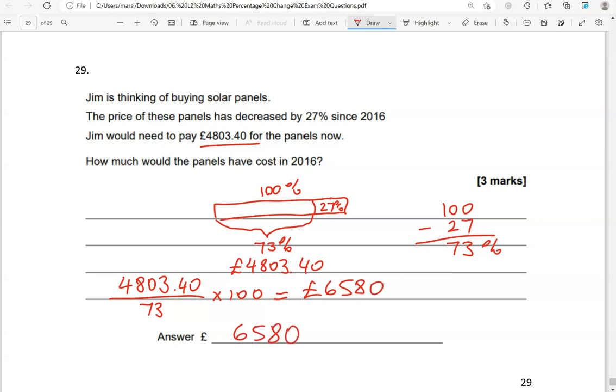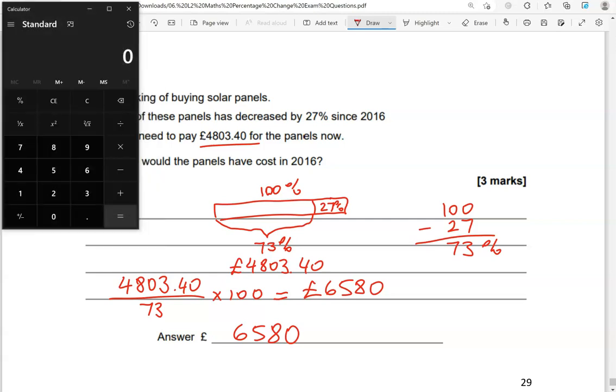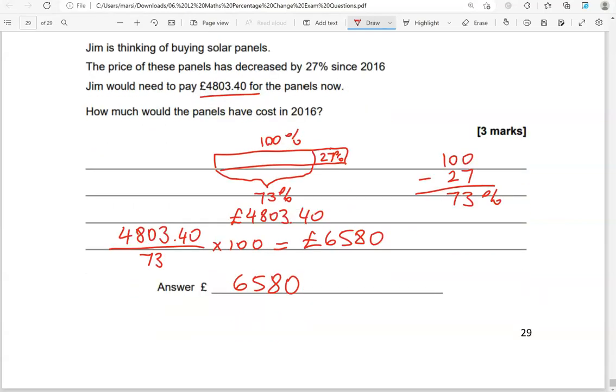So to check whether you've done this correctly, you can work out what is a quarter of 6,580 and take that away from the number, because as you can see, we've got 27% decrease, which is about a quarter. So 6,580 divided by 4, that is 1,645. If you take that away from 6,580, it should give you 4,803, which is what we started with. Or a number close to that, I mean, because we rounded off the percentage. And this is the end of the questions.